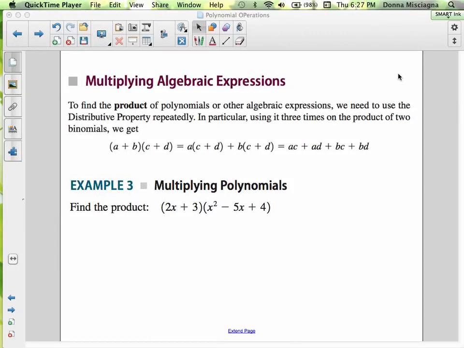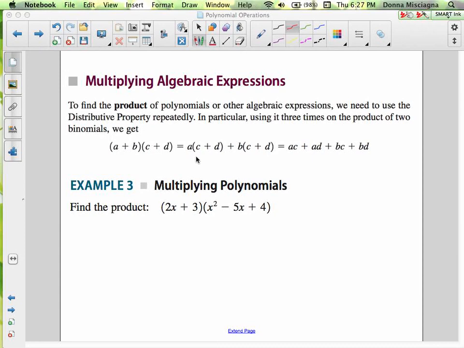Welcome, and now we're going to look at multiplying algebraic expressions. To find the product of polynomials or other algebraic expressions, we need to use the distributive property repeatedly. Right? So here, if I want to multiply a plus b times c plus d, I need to distribute the a, the first term, to the second binomial, the second expression, and the second term to the second binomial.